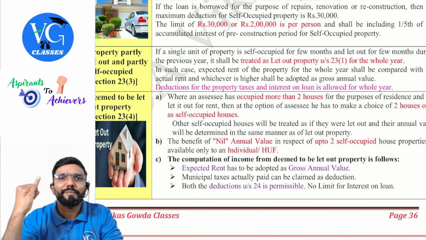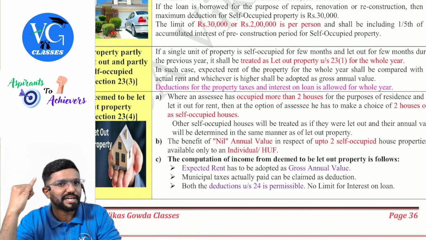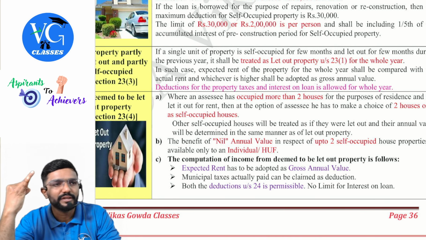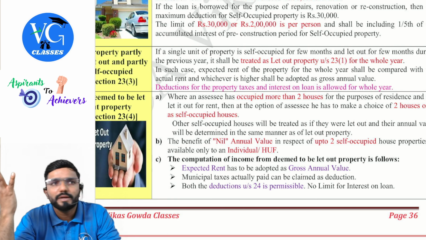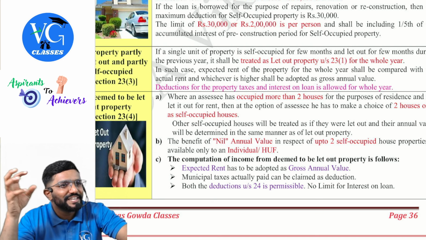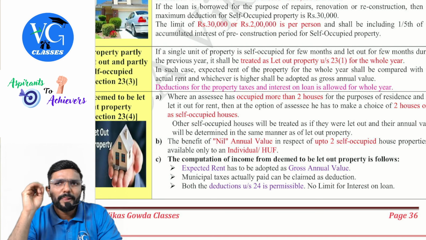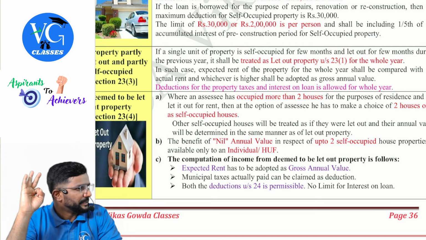What is it? Municipal tax paid for the entire year can be claimed as deduction. Interest, no restriction. 30% of NAV is allowed as deduction, as if it is a let out property. Okay, one way they are penalizing you, another way they are giving you a reward. Hope you understood what I tried to communicate. Yes.